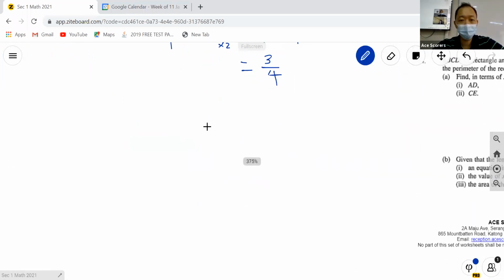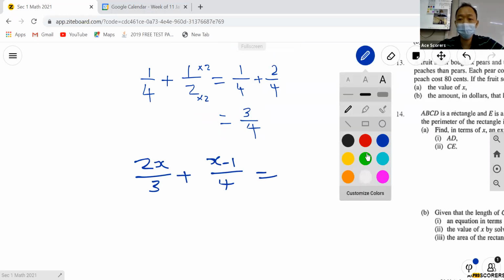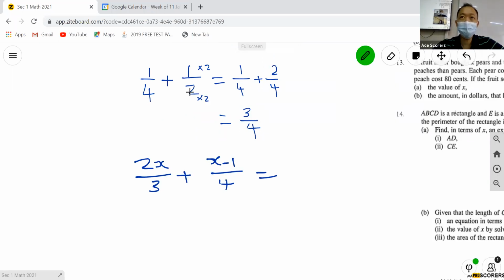2x/3 plus x minus 1/4. Okay, so now my problem is I need to make the denominator the same. So can you see that at the top? Let me just highlight with green. To make the denominator the same, we multiply by 2 here and multiply by 2 here because we found the common denominator is 4.